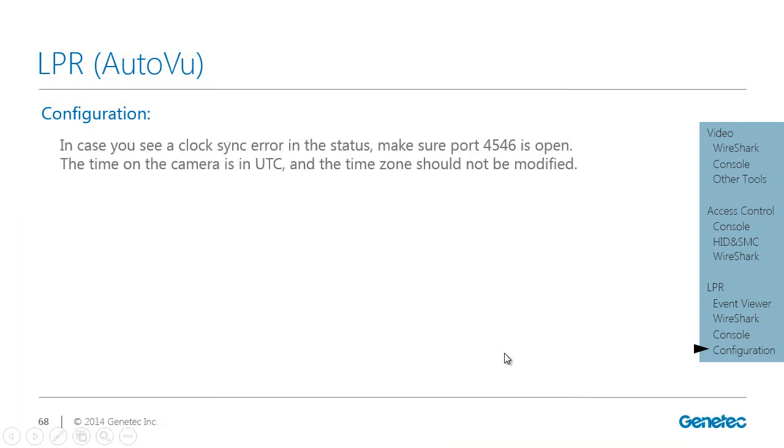If you see a clock sync error in the status, make sure you've got port 4546 open. Now, one thing to note is that the time on the camera is in UTC. That's intentional, and that shouldn't be modified. That's the time zone it should be using, and we don't need to make any changes there.